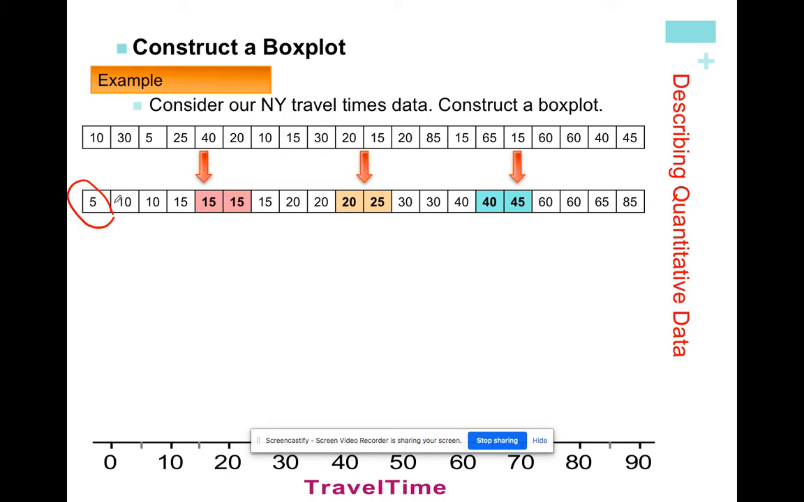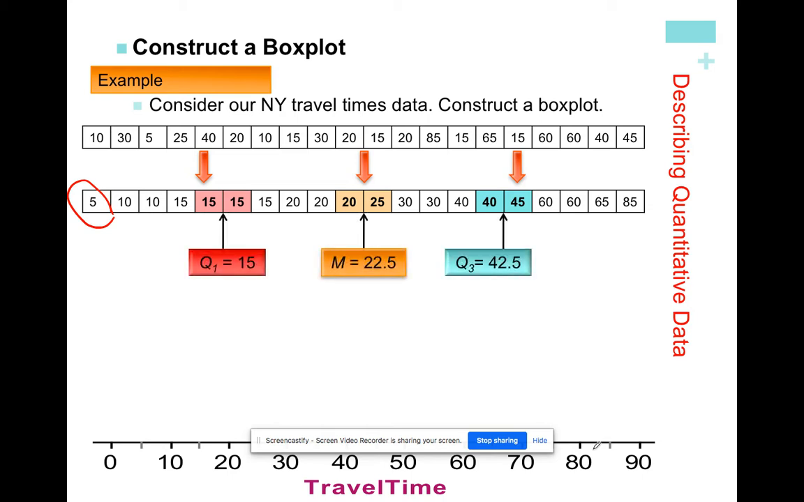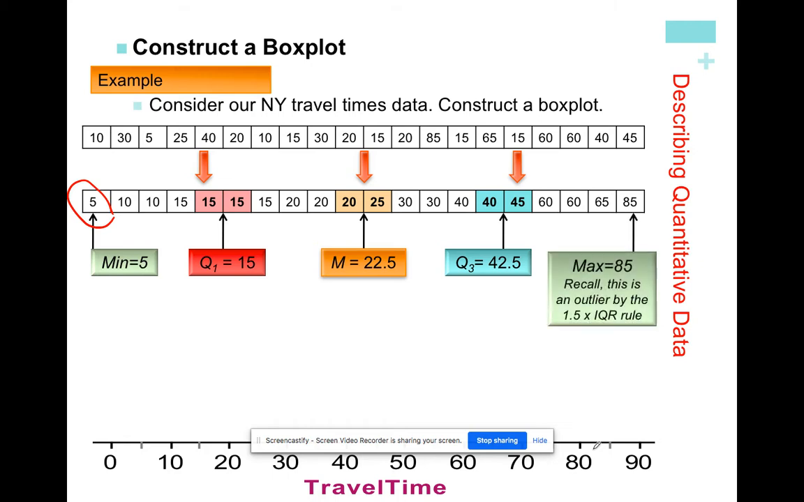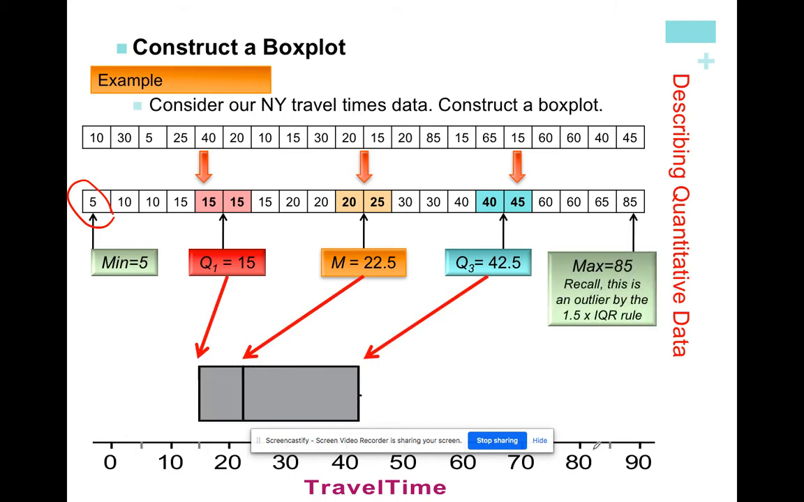And then again, just even spacing. You can see that the distance between 0 and 10 is the same as between 10 and 20 all the way through. So we're going to go ahead and put that central box in. That box is going to go from Q1 to Q3. So Q1 was 15 and Q3 was 42.5. And then the median gets marked within that box. So that's the vertical line that we're seeing here for the median.